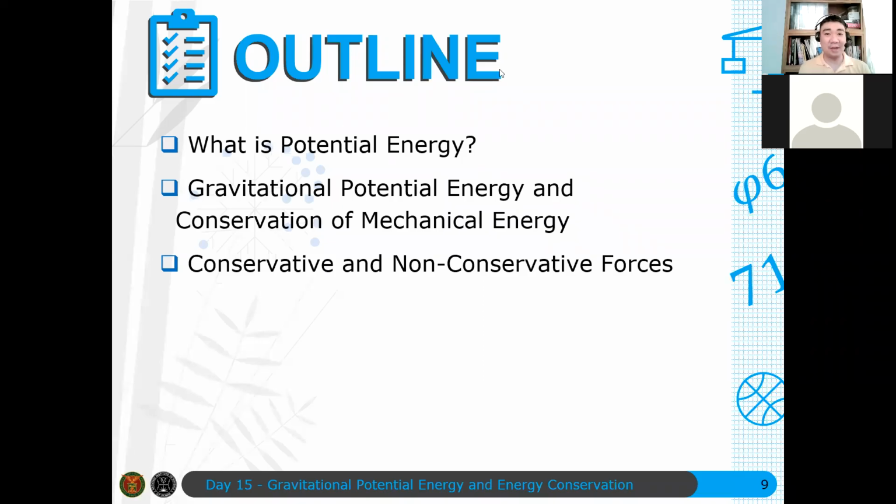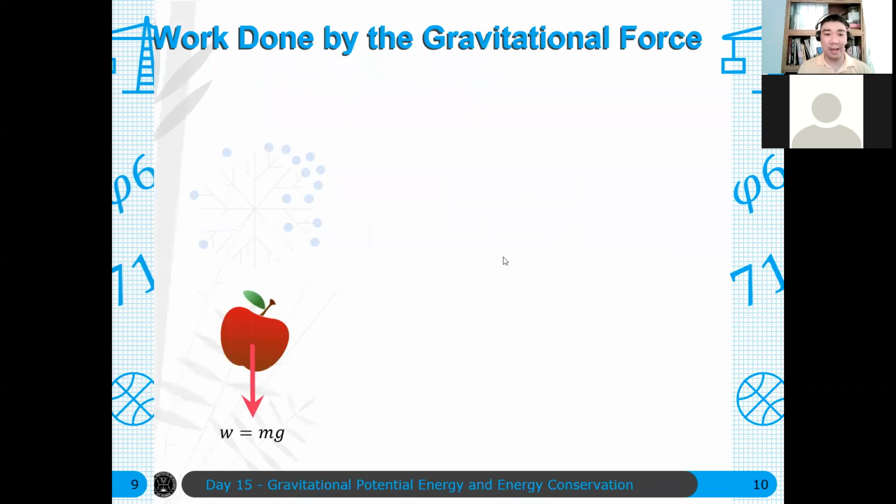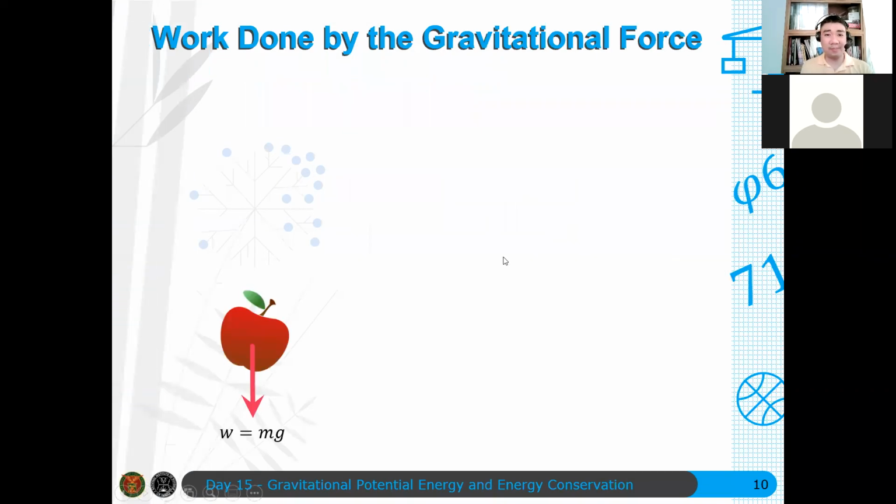Now, I've given you the definition of potential energy. Let's motivate using our definition of work. Let us discuss what gravitational potential energy is, the first potential energy that we will be discussing this semester. Okay, so you remember from the previous discussion, the work done by gravitational force on an object.